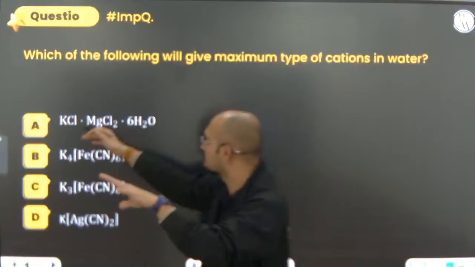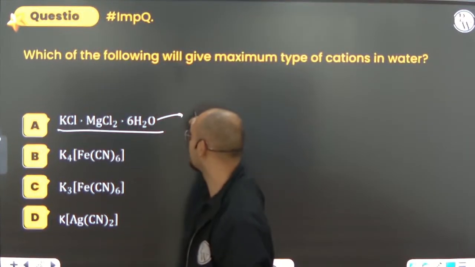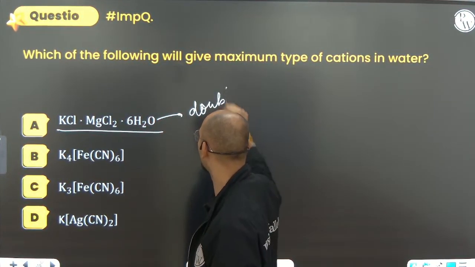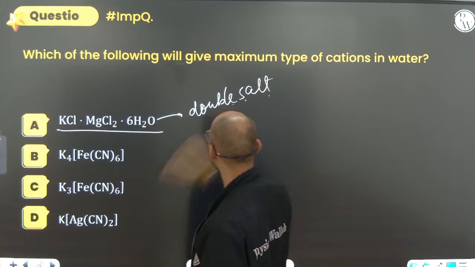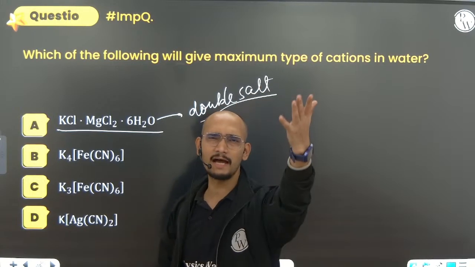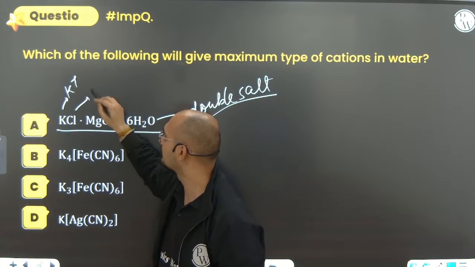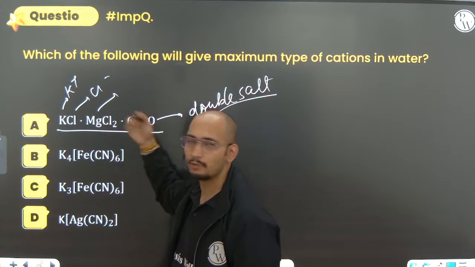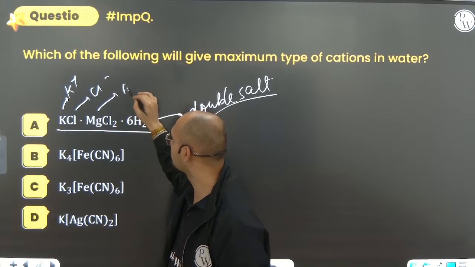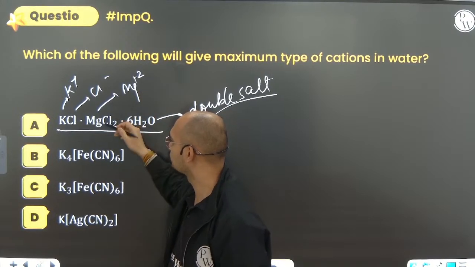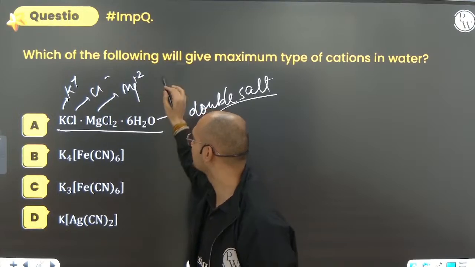Can you see that this is not the coordination compound? This is a double salt. Double salt gives all the ions. So how many of the ions will be given? One potassium ion, one chloride ion. It's not 1. I'm talking about what are the different types of ion it is going to give. Mg plus 2 and chloride. Chloride is same. So there are 3 types of ions.